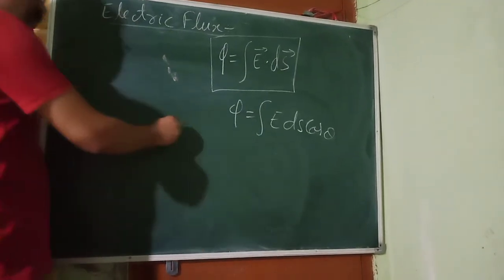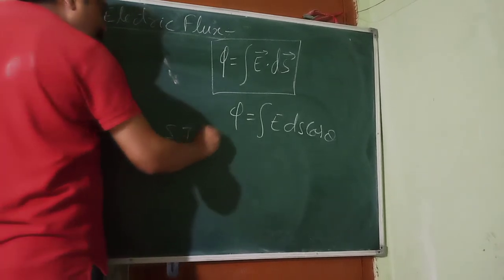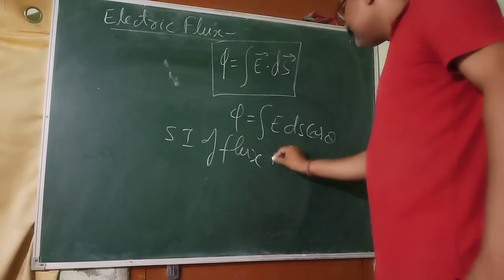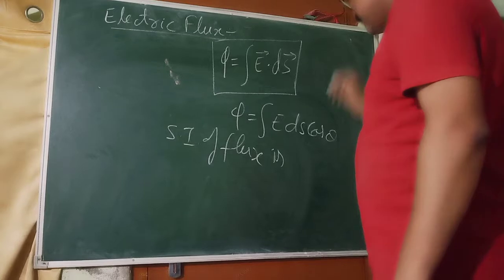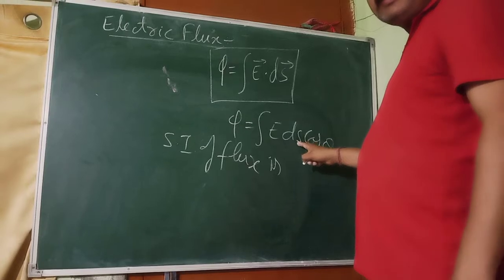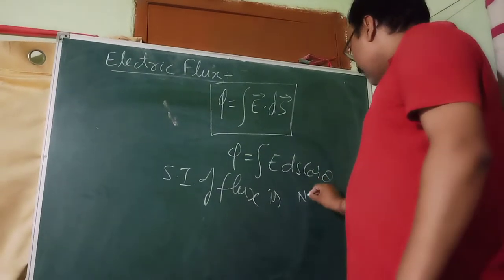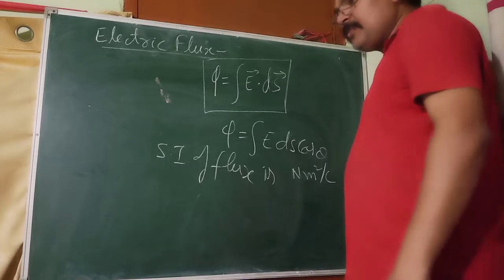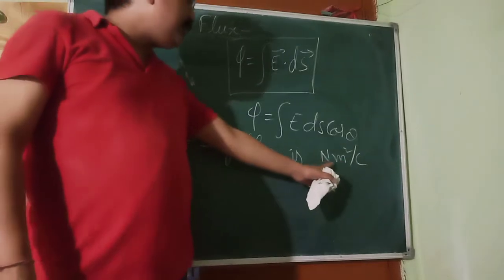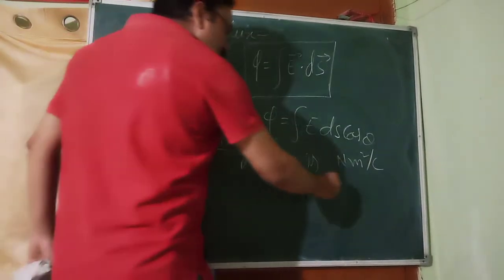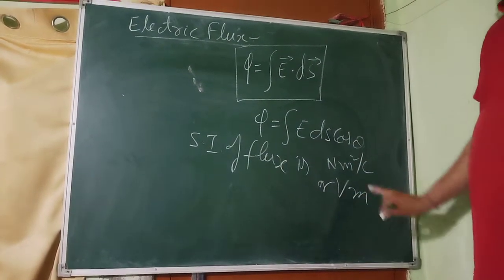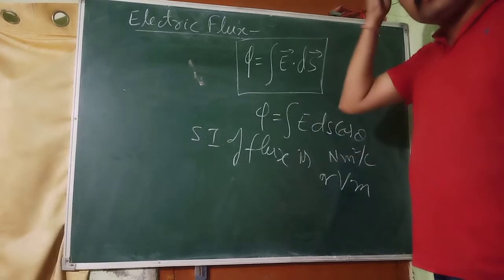Now, what is the SI unit of flux? You can see from here, it is Newton per coulomb and the area is meter square. So Newton meter square per coulomb is the SI unit. Another unit is volt meter. So Newton meter square per coulomb or volt meter, these are the units of flux.